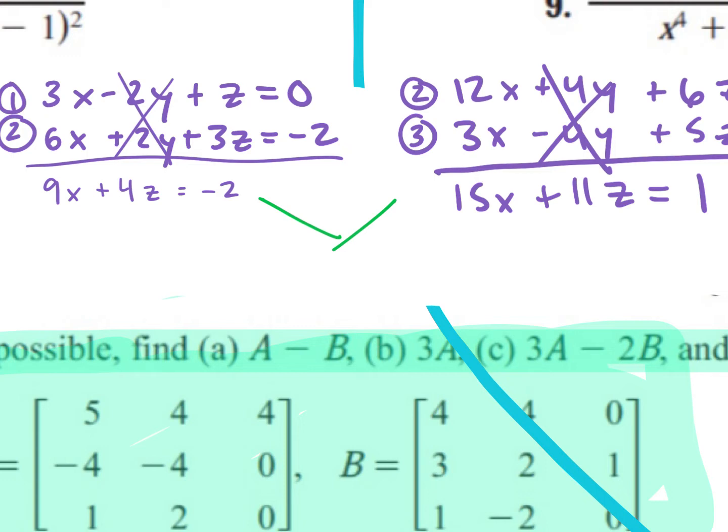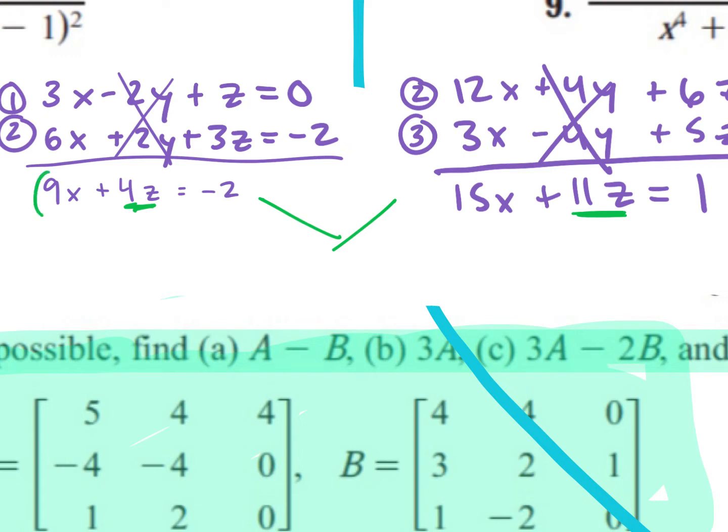You don't have to do a specific one, you just choose. X or Z, pick one. Z. All right, let's eliminate Z. So our least common multiple would probably be 44.